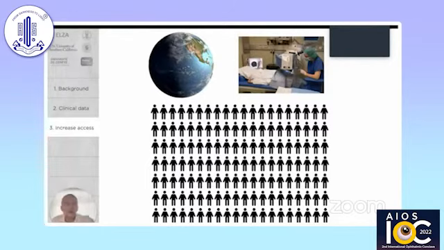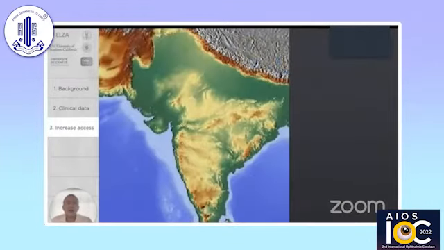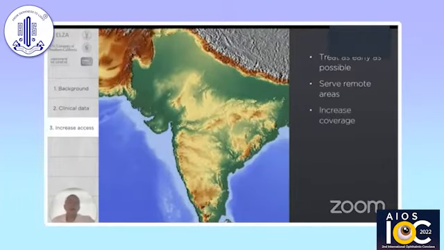But how many percent of the world population really have access to this? It is only a few scarce percent. What happens to everybody else? Let's have a look at India, a huge subcontinent with remote large areas that are underserved. And we know that, especially in infectious keratitis, you have to treat as early as possible. And this means serve the remote areas, increase the coverage, bring the technology to the people and not the people to the technology. In other words, democratize access to cross-linking.